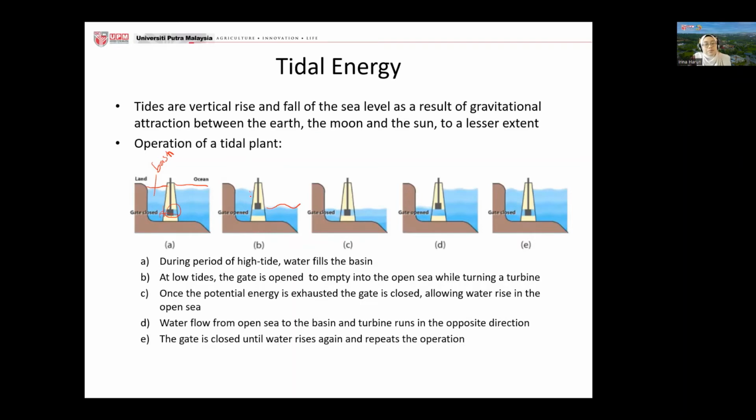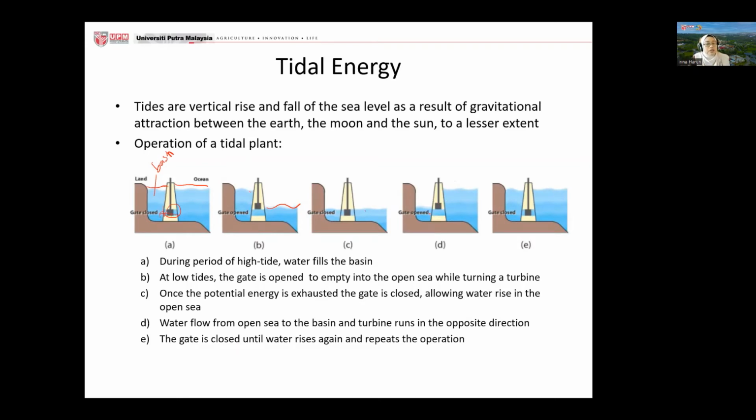As the water flows, it will turn the turbine, generating electricity. It comes to a point where the water is used up, and now it's at a similar level to outside. You close the gate, and then at high tide again, the water is higher here. The same thing happens, but in the opposite direction.